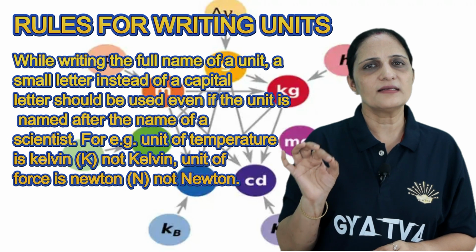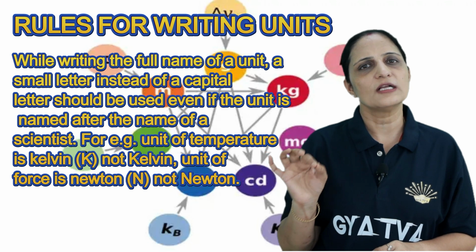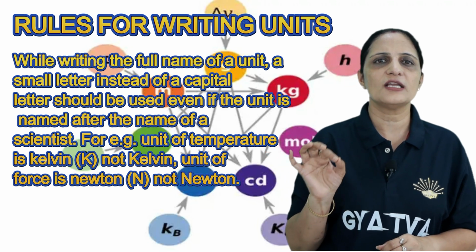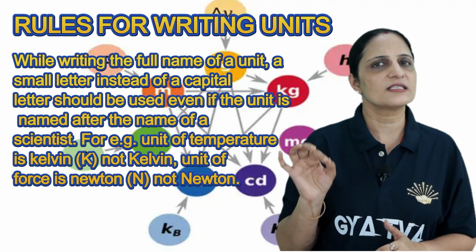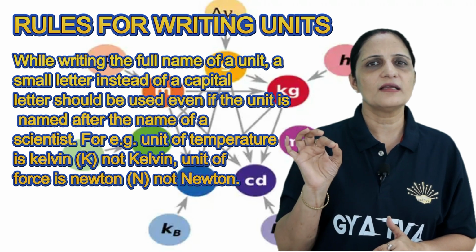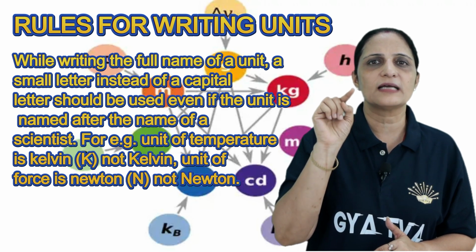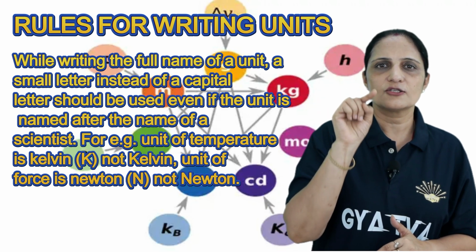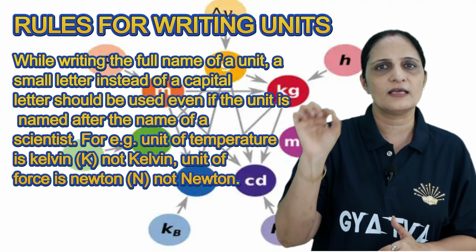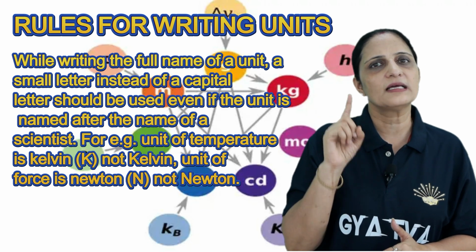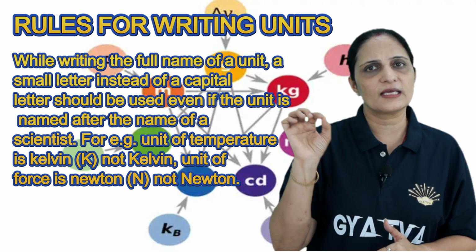Next point, while writing the full name of a unit, a small letter instead of a capital letter should be used, even if the unit is named after the name of a scientist. For example, the unit of temperature is named after a scientist, Kelvin. So instead of writing the name as Kelvin in capital letters, we use the first alphabet, that is Kelvin K, in small. So when you are writing the complete word, it should be in small letters, that is kelvin. But if you are writing only the alphabet, then it has to be in capital letters. So capital K or small kelvin.